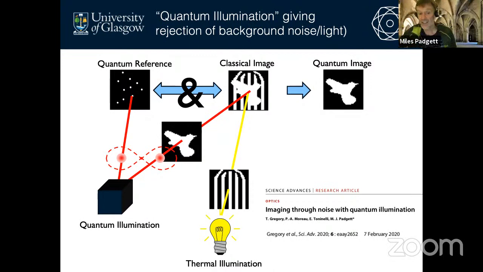Other than when I do the AND operation, I'm only going to pick out, to the first approximation, the signal photons in this image. And so by performing the AND operation, it allows me to recover the true image of the object, not corrupted by the thermal light image. So that is all in principle. Let us show you in practice.